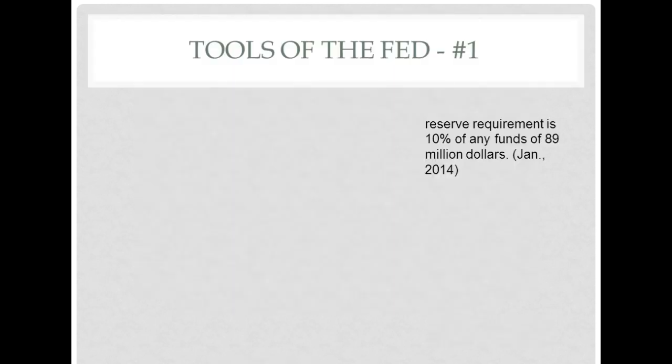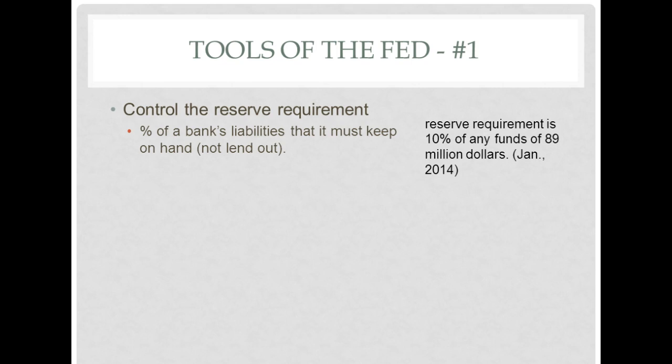Okay, let's get into the nuts and bolts now. This is important. The Fed has three tools that it can use in order to make the economy work. The first tool, tool number one, is what's known as the reserve requirement. And what is that? It is the percentage of a bank's liabilities that must be kept on hand or not lent out. Again, it's the percentage of a bank's liabilities that it must keep on hand. It may not lend out.